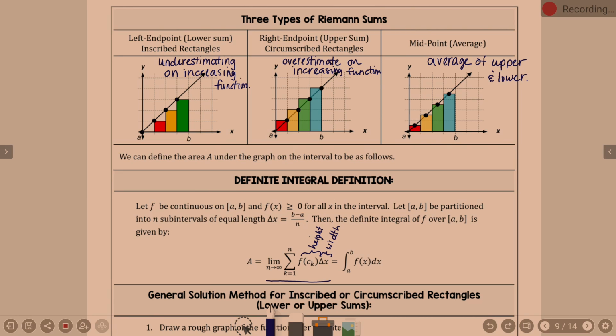Are you familiar with the sigma or no? It means the sum of all the numbers. Summation notation is what that is. So that sum means the sum from k equals 1 to n. Where here, notice it's the limit as n approaches infinity.